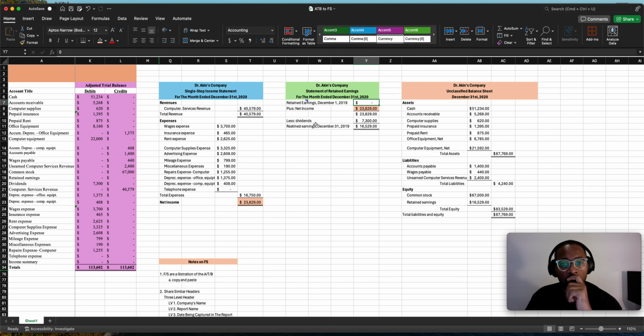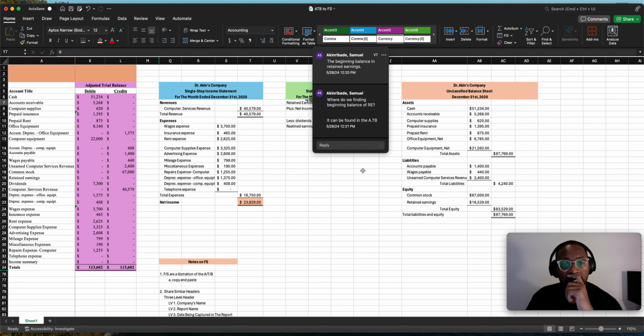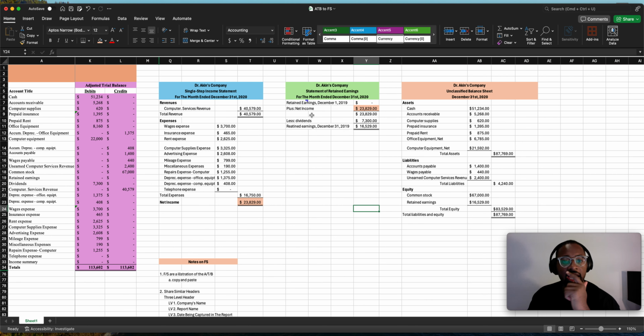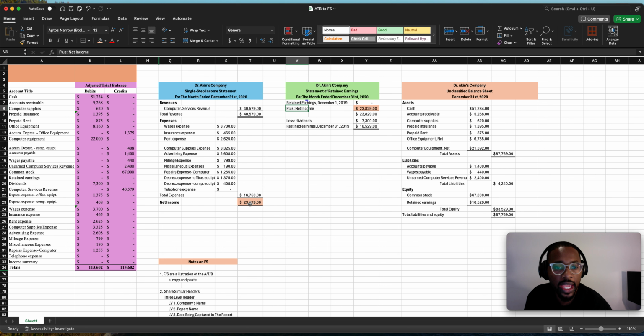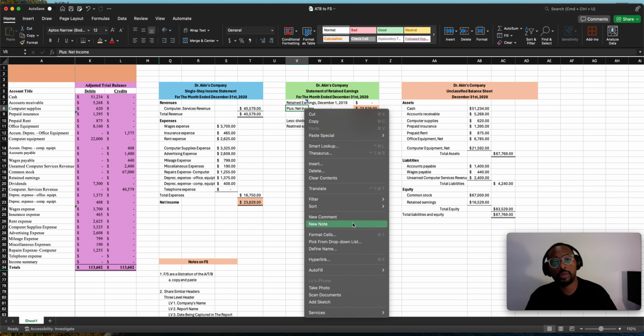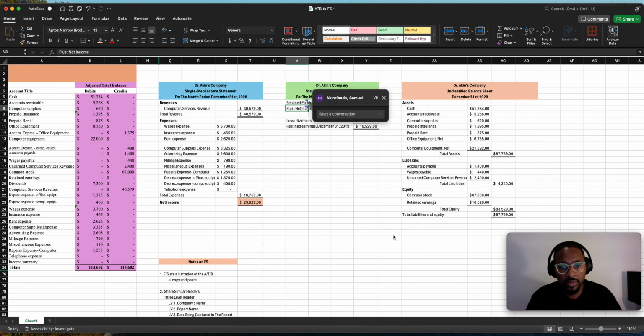Now, once we figure out our beginning retained earnings, which is a copy and paste exercise, we're also going to copy and paste over the net income that we produce from the income statement. That's very important. This net income, so let's put it in our notes. Net income or net loss comes from the income statement. Okay, very critical.